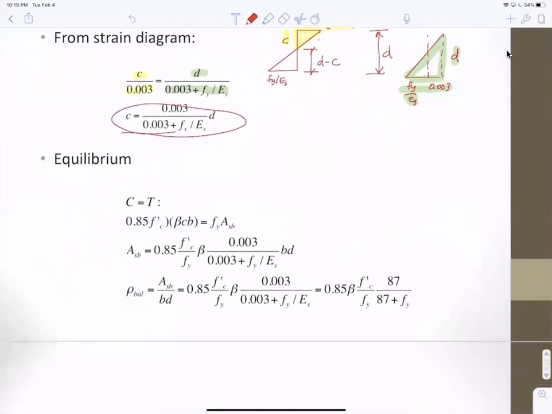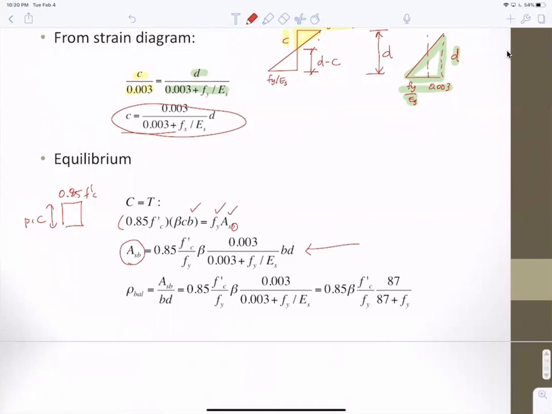Equilibrium, T equals C. So this rectangular block, the stress is 0.85 f prime c. This height is beta 1 c. And then there's a width of the beam of b. The stress of the steel is Fy, and there's an amount of steel. It's the special balanced amount of steel. Solve for As balanced, and believe me, it comes out to there.